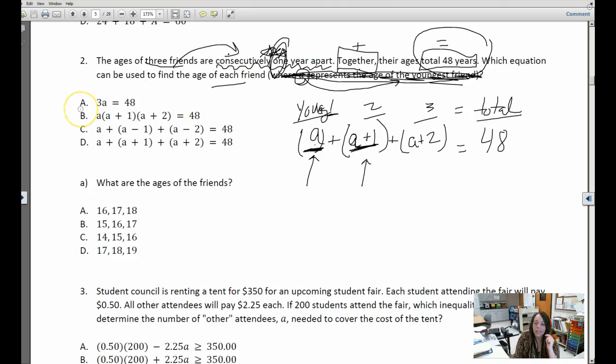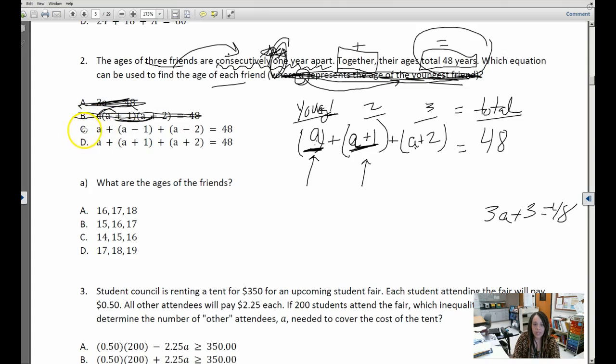Oh, look at that. This is too easy. Okay, it's definitely not this one. It's not 3A. Let me tell you why it's not 3A. A plus A plus A is 3A. But then you still have plus 1 and plus 2. So you would actually end up getting 3A plus 3 equals 48. So this was not right because the plus 3 is missing. This one is not right because this is showing a distributive property and a binomial times a binomial. Way too complicated. We're not doing any multiplying here.